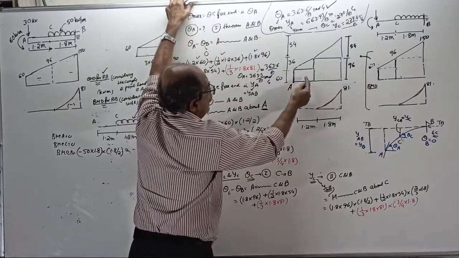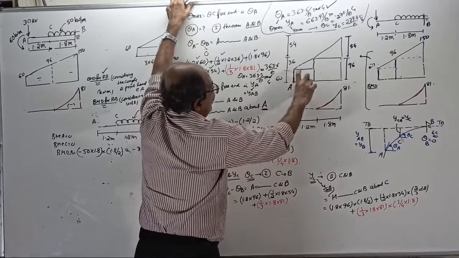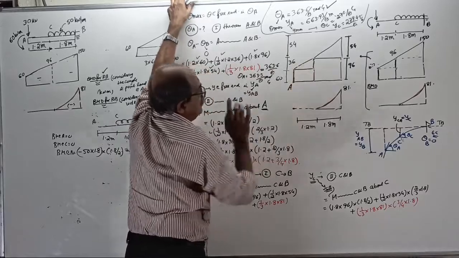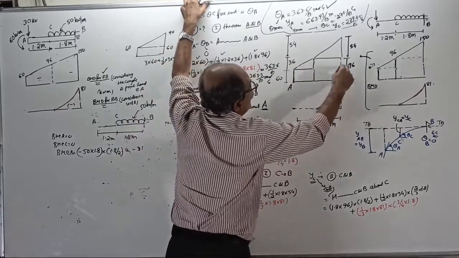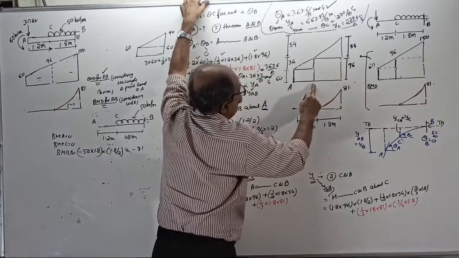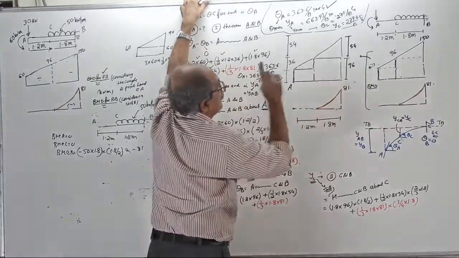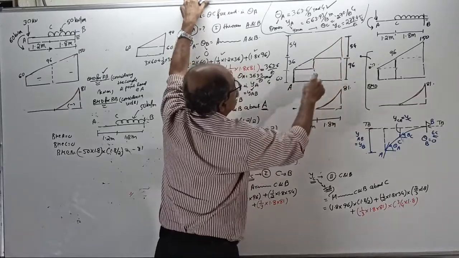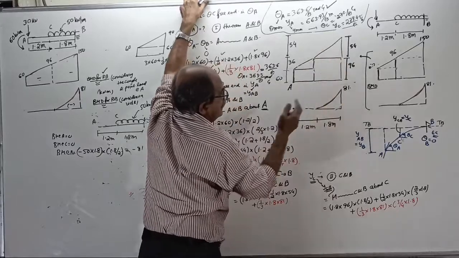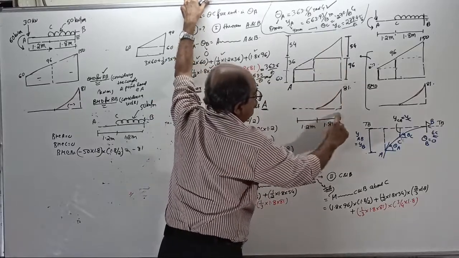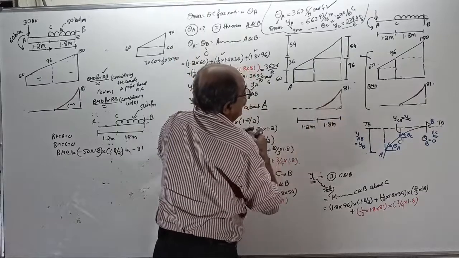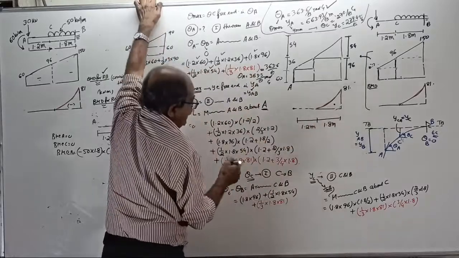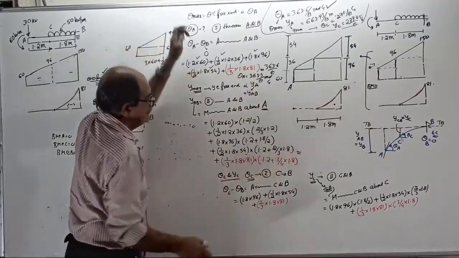1.2 into 60 into half of 1.2, plus half into 1.2 into 36 into 2/3 of 1.2, plus 1.8 into 96 into (1.2 plus half of 1.8), plus half into 1.8 into 54 into (1.2 plus 2/3 of 1.8). Lastly, 1/3 of base 1.8, height 81, into (1.2 plus 3/4 of 1.8). That is the answer. Tell this answer. Sufficient.